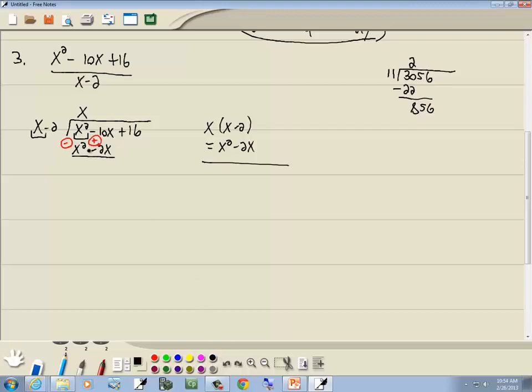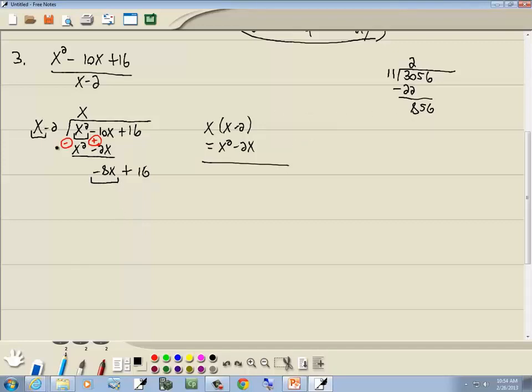Now a lot of people do this in their head, but I can't show you steps in my head very well, so I'll always flip the signs right on the problem here. X squared minus x squared drops away. Negative 10x plus 2x gives us negative 8x. And I was taught to bring everything down, so I'll go ahead and bring down the plus 16. Well, then we continue our process. I didn't do it over here, but we continue.